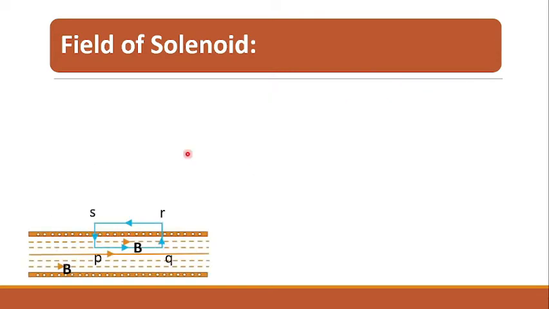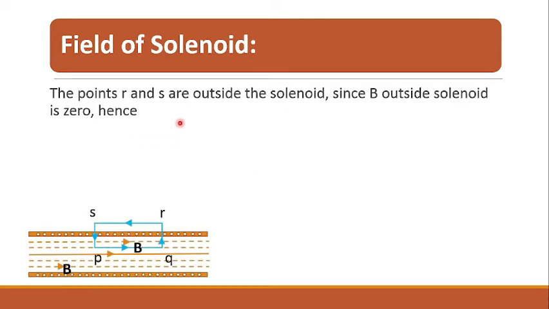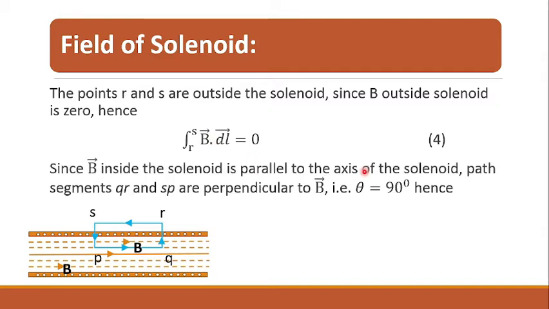And therefore, the points R and S are outside the solenoid. Since B outside the solenoid is 0, for this case we have the integral from R to S of B vector dot dl vector equal to 0, right?